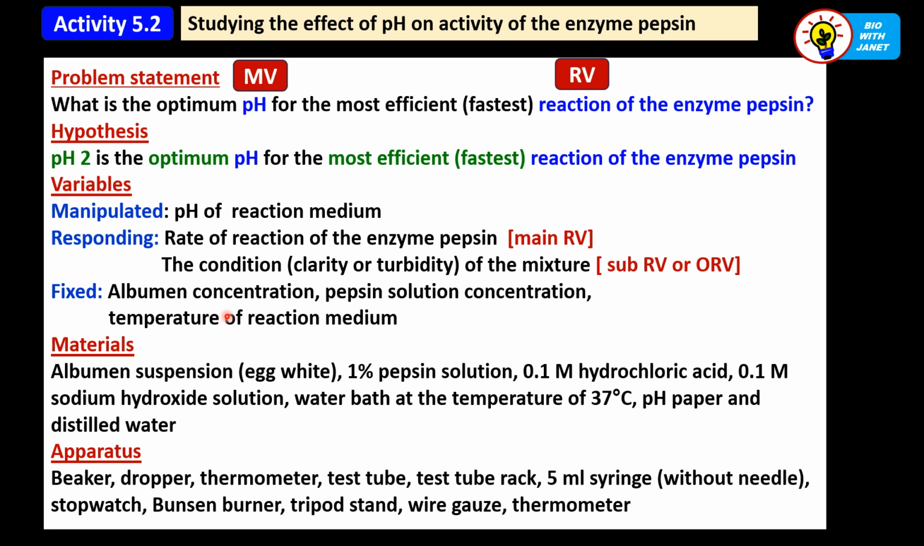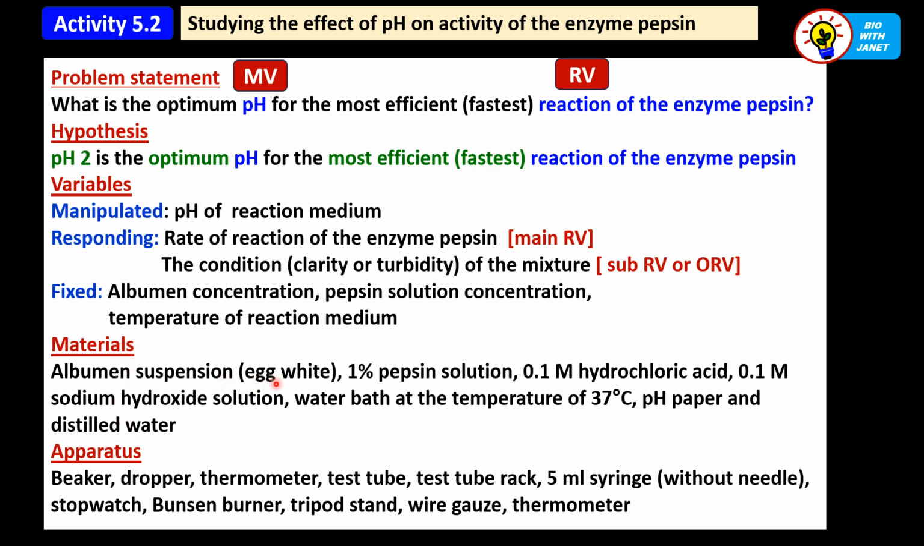Our fixed variables, there are many fixed variables. Firstly is the albumin concentration. Next is the pepsin concentration, which is 1% solution. And then the temperature of the reaction medium is kept constant at 37 degrees Celsius by using a water bath. So 37 degrees Celsius is the optimum temperature for the most efficient reaction of the enzyme. It's kept constant because our manipulated variable is actually the pH in this experiment. So those are the fixed variables.